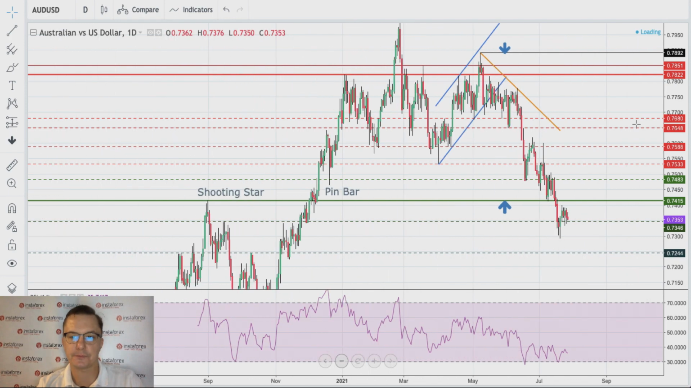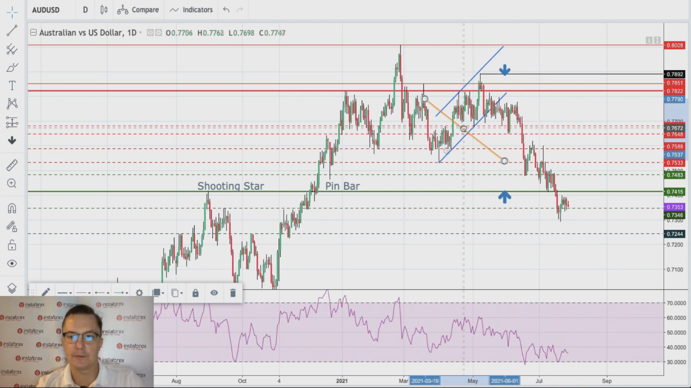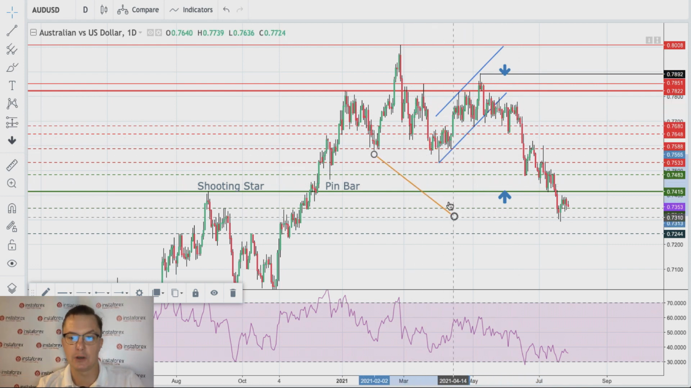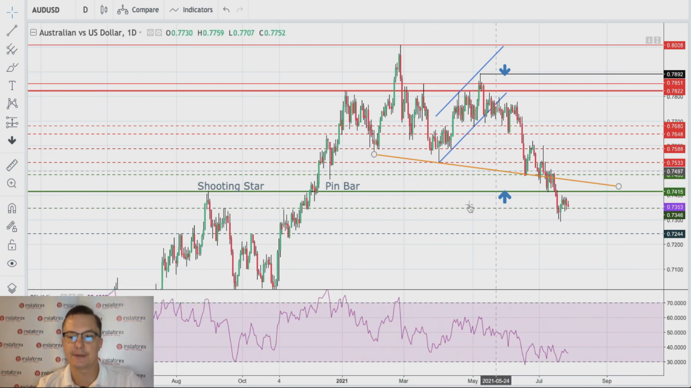Remember, we've been talking about a potential head and shoulders formation that didn't work the first time, but right now it looks like we are continuing this pattern lower towards these recent lows at 7,291 pips. So the major support at 7,415 pips had been, as you can see, violated.